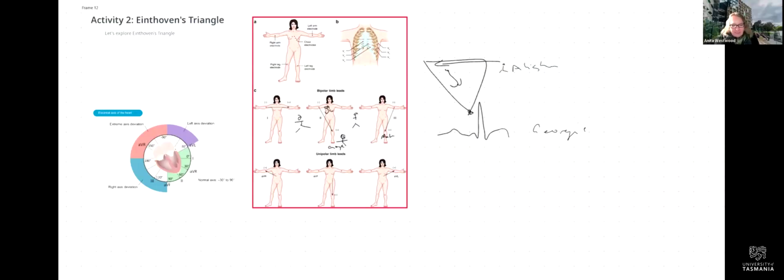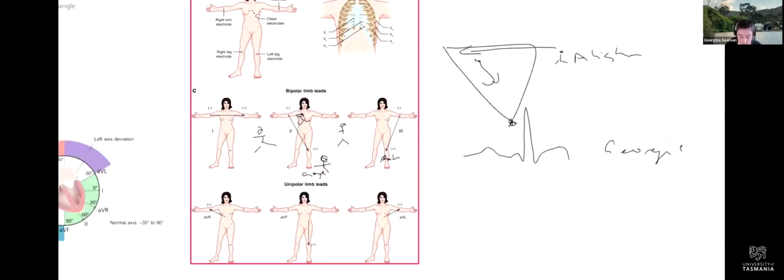So what is really an important part to take away from this is that in each of these leads, we have to know where we're looking from. So from lead 1, well, I guess you can pop it in the chat. From lead 1, where are we going to be looking at the heart from?